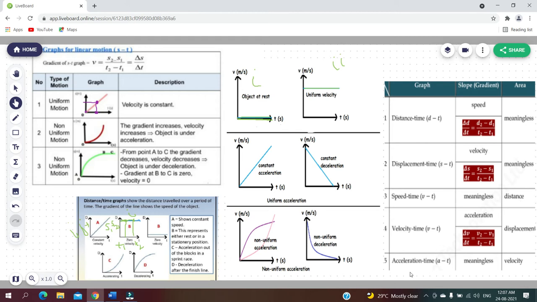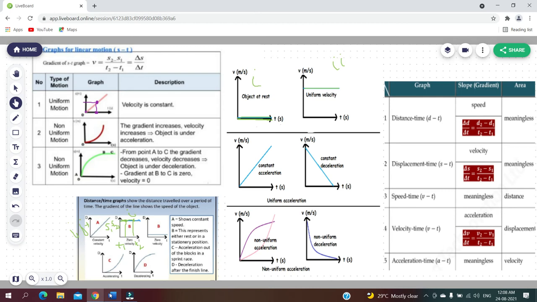What about if we are having an acceleration time graph? Its slope is meaningless, but its area, which is the product of a and t, will give us the change in velocity, as we had discussed in the first equation of motion. We had derived the first equation of motion, given by v is equal to u plus at, or v minus u is equal to at. So we can say that the product of at is equal to v minus u, the change in velocity. So the area of the acceleration time graph indicates the change in velocity.